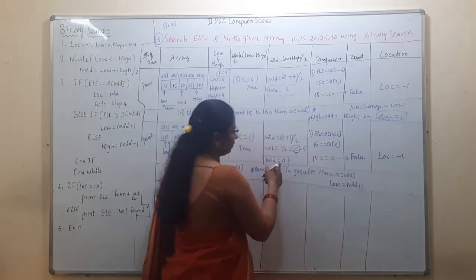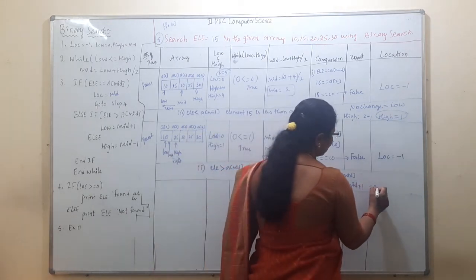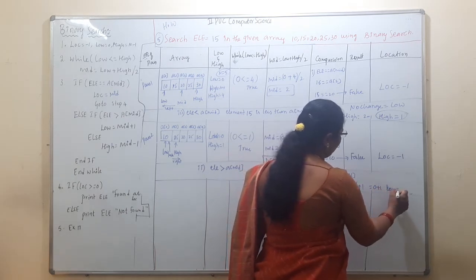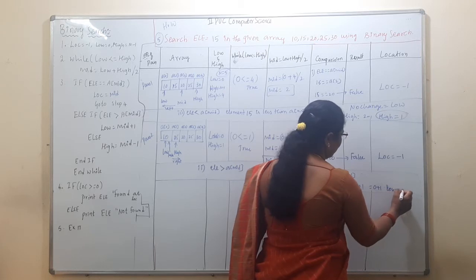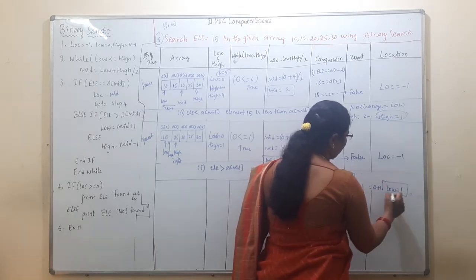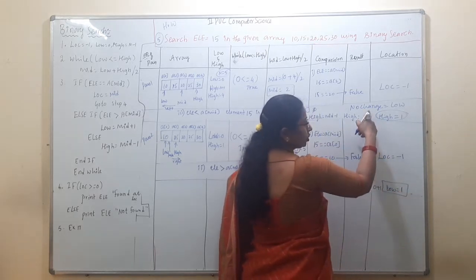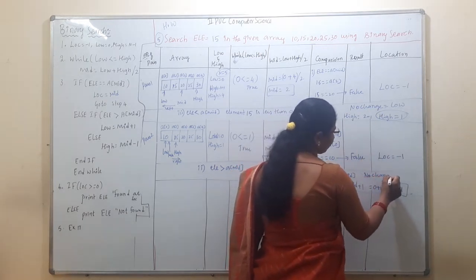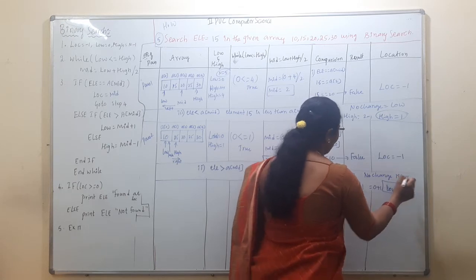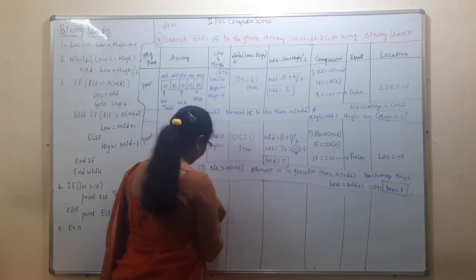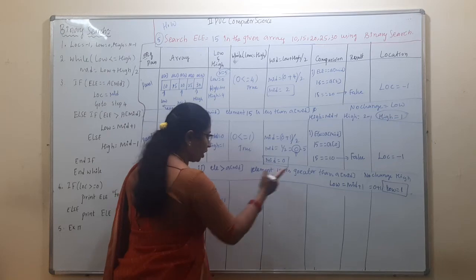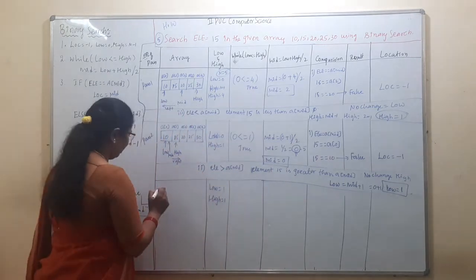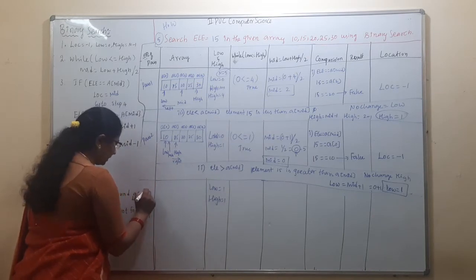What is the mid? Earlier we got 0. So 0 plus 1, we got the new low pointer as 1. There is no change in the high. High remains 1. We got the new low pointer called 1. So now we are in pass 3.